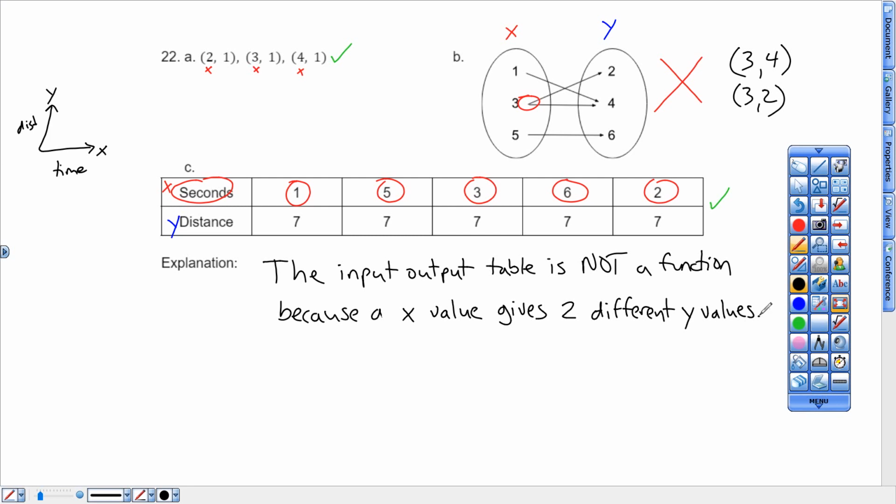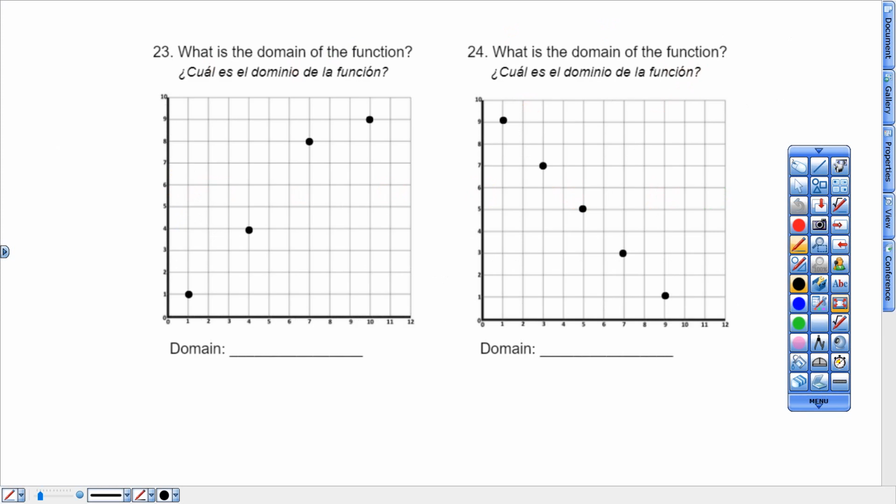And that would be these coordinates right here. All right, moving on. This guy, what is the domain? The domain are the X numbers. So I can see for this coordinate, there's a 1, there's a 4, there's a 7, and then there's a 10. So domain are my X numbers. Range are my Y numbers, but I'm not asking for range.